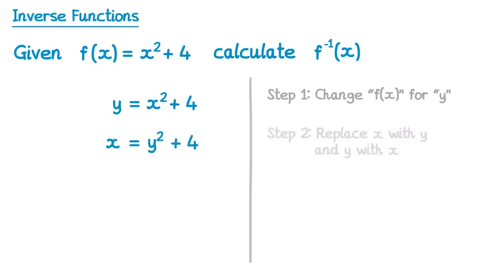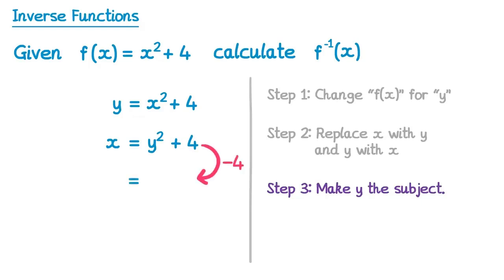Now we move on to step 3. Let's rearrange to make y the subject. So let's subtract 4 from both sides. If you do this on the right hand side, that'll cancel the 4 to leave you with y squared. And on the left hand side, if you do x take away 4, that's just x take away 4.